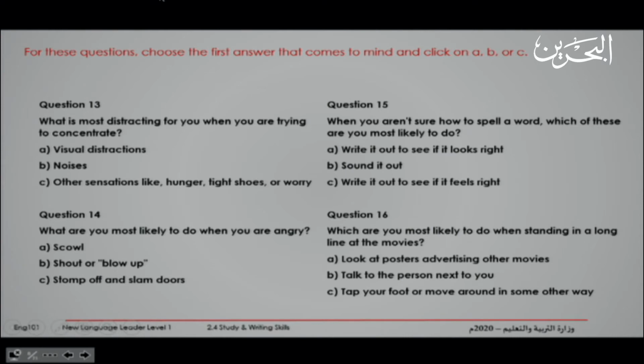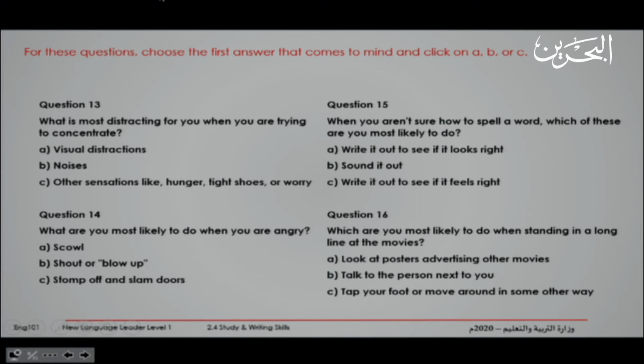Question 15. When you aren't sure how to spell a word, which of these are you most likely to do? A. Write it out to see if it looks right. B. Sound it out. C. Write it out to see if it feels right.